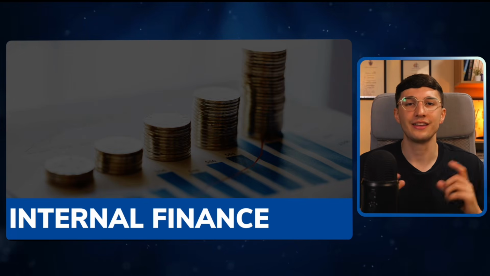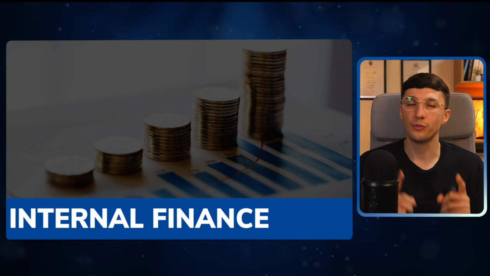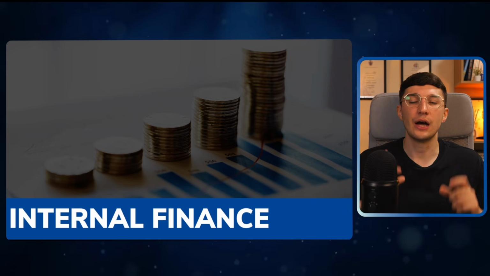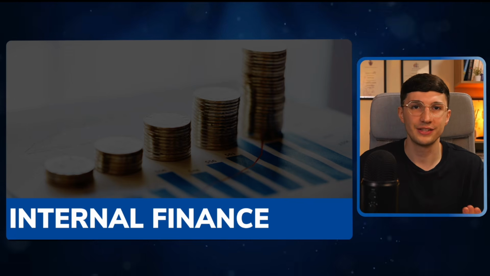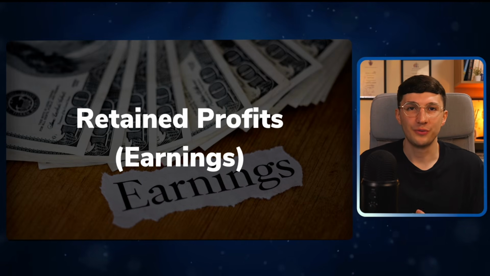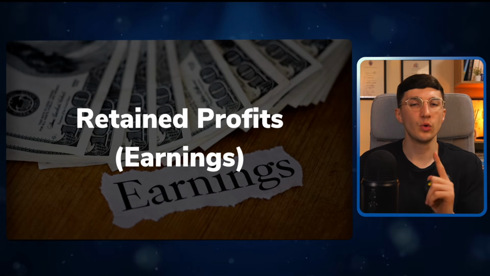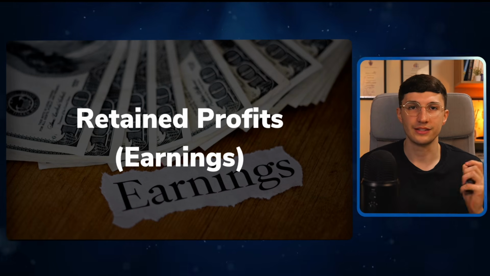The next section of this revision video will be taking a look at the different sources of finance, starting off with our internal methods. Now, internal sources of finance is essentially money coming already from within the business. And the first method of internal finance is through retained profits or retained earnings. They both mean the exact same thing.